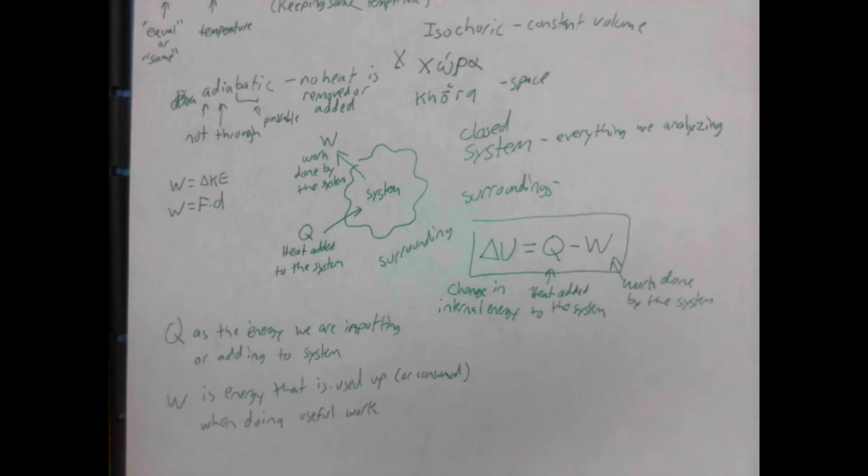So let's analyze an isochoric process. Isochoric means the change in volume is equal to zero. Our volume stays constant. How much work is done during an isochoric process? What would be the equation for work for an isochoric process?